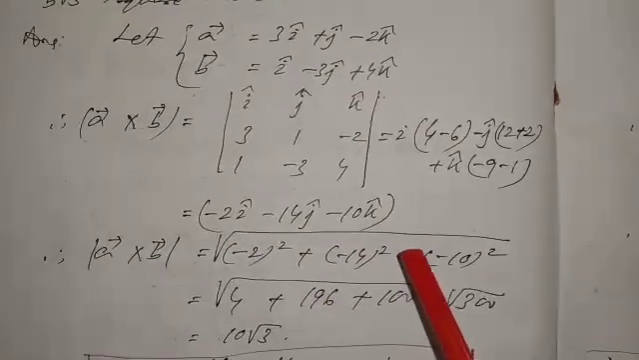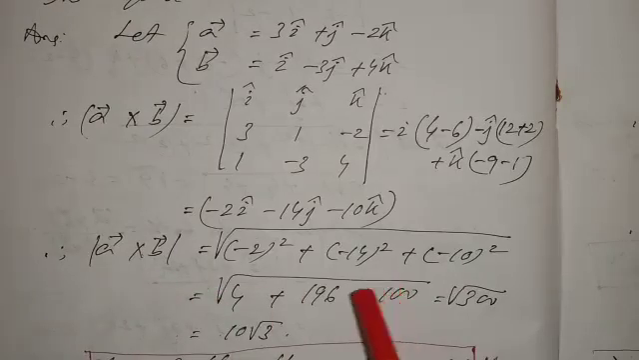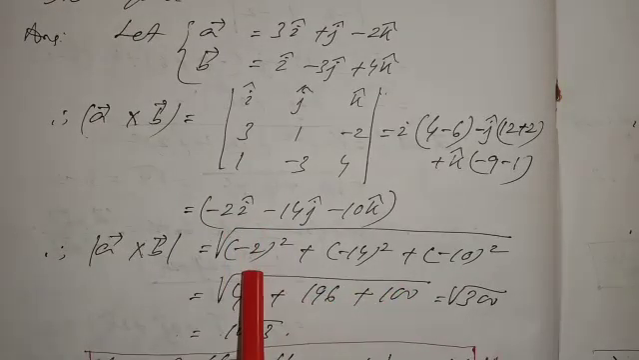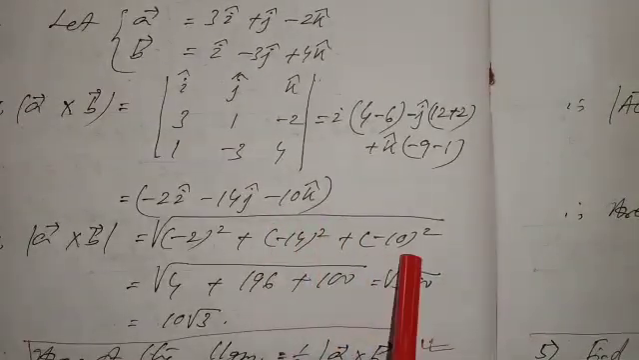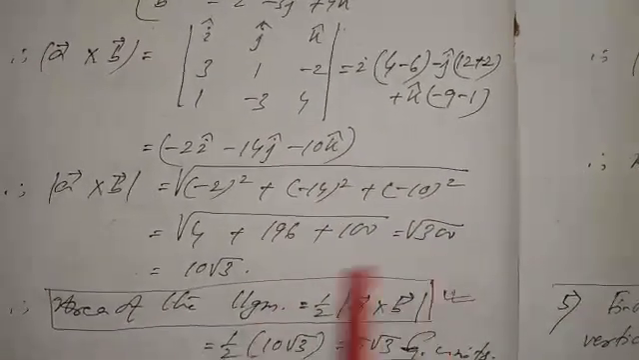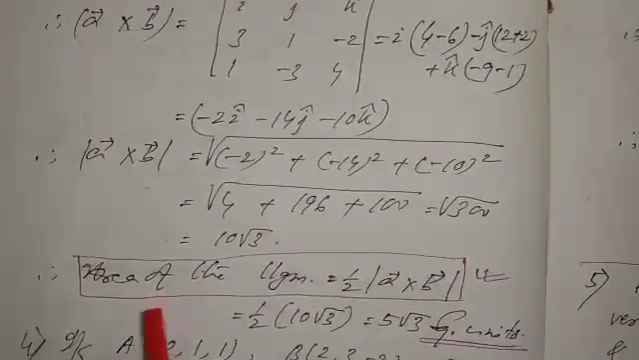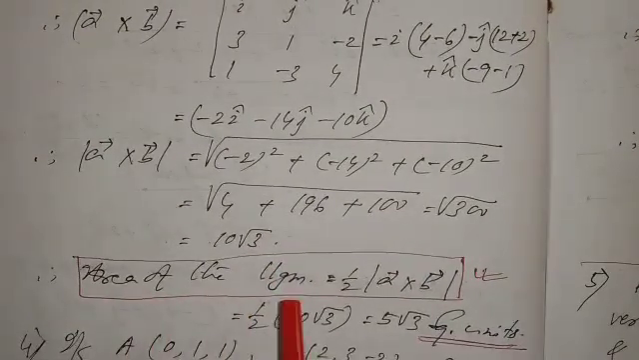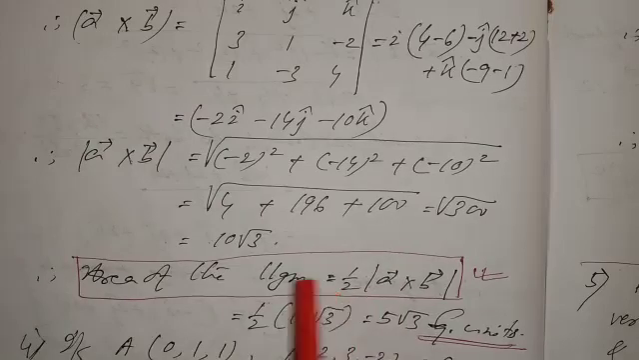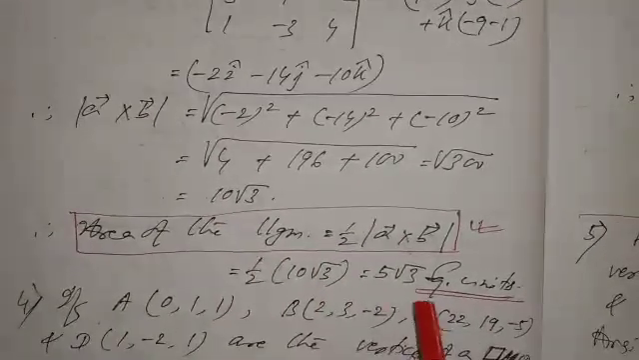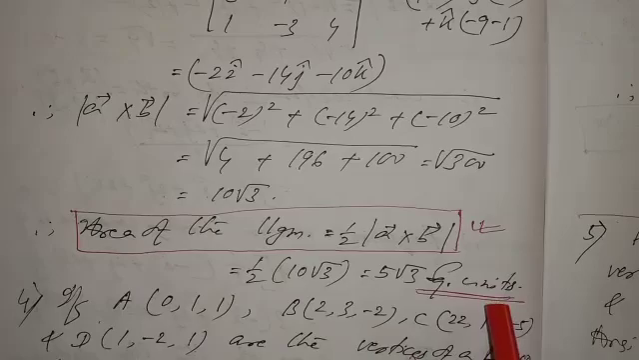Next you have to find the magnitude of a cross b: the i coefficient minus 2 whole square, j coefficient minus 14 whole square and k coefficient minus 10 whole square. It is coming root over 300, that is 10 root 3. If the diagonals are given, the area of the parallelogram formula is 1 by 2 times magnitude of a cross b. Half of 10 root 3 is 5 root 3 square unit. In this way, question number 3 is also completed.